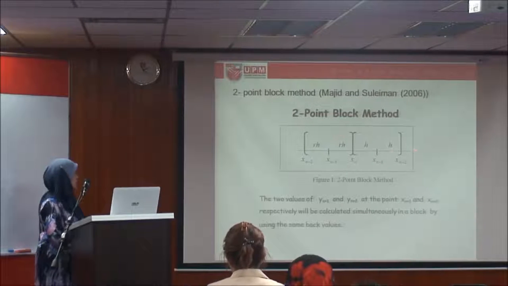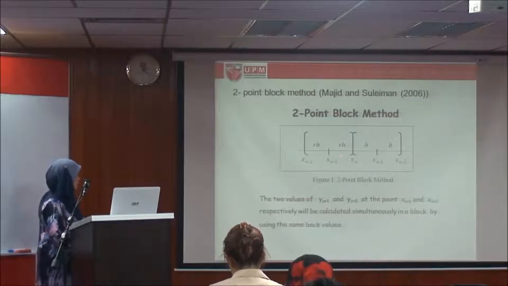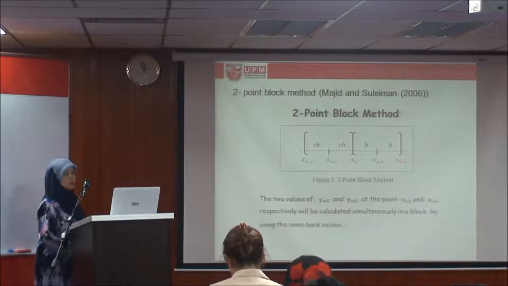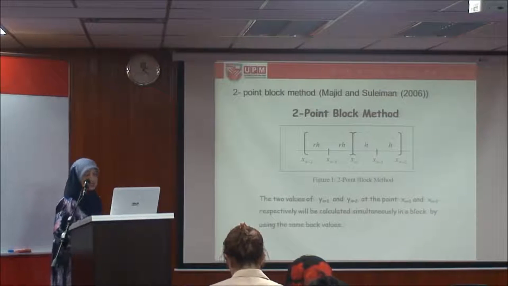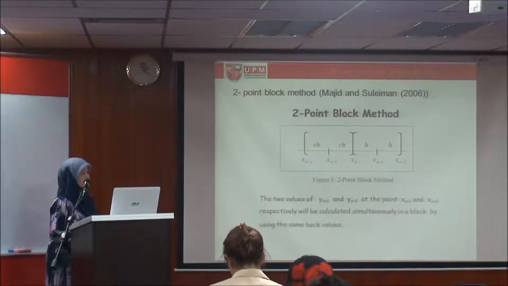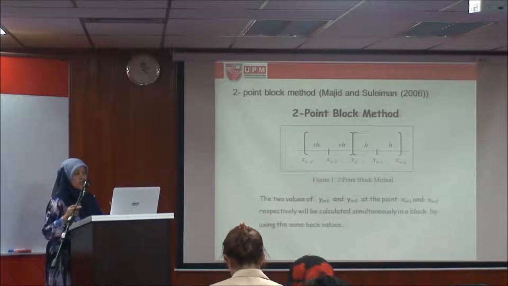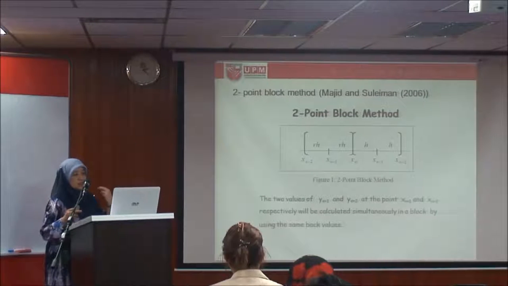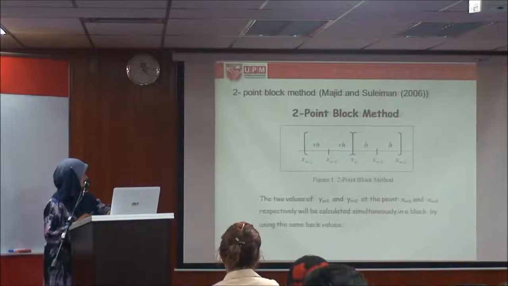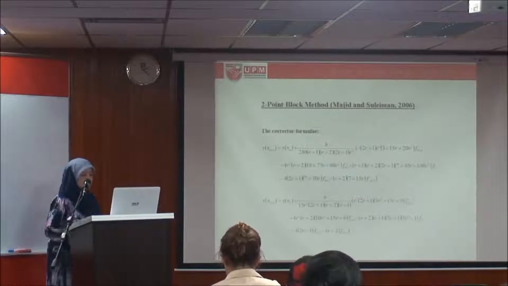So we divide the interval into blocks. This is an example of the two-point block. That means we have yn plus 1, yn plus 2. At the points xn plus 1, xn plus 2 they will be computed simultaneously. So this is the general idea. When it moves along the intervals, it will give us two answers at one time.